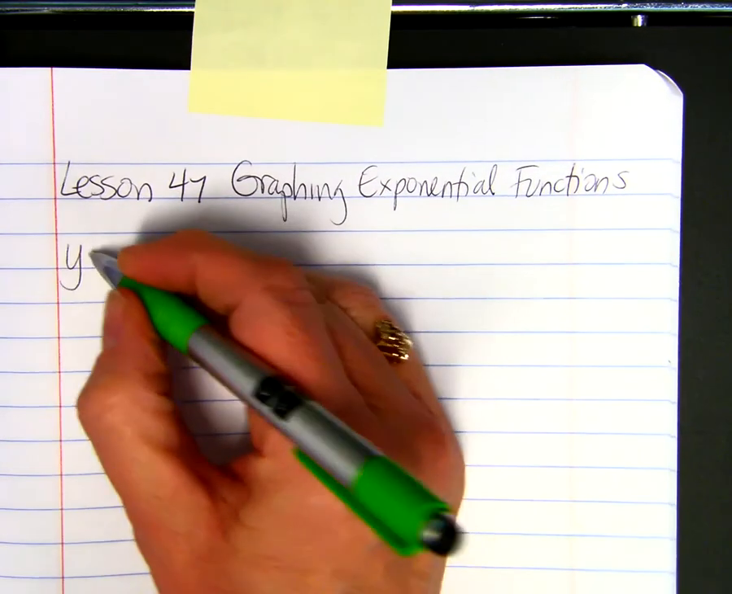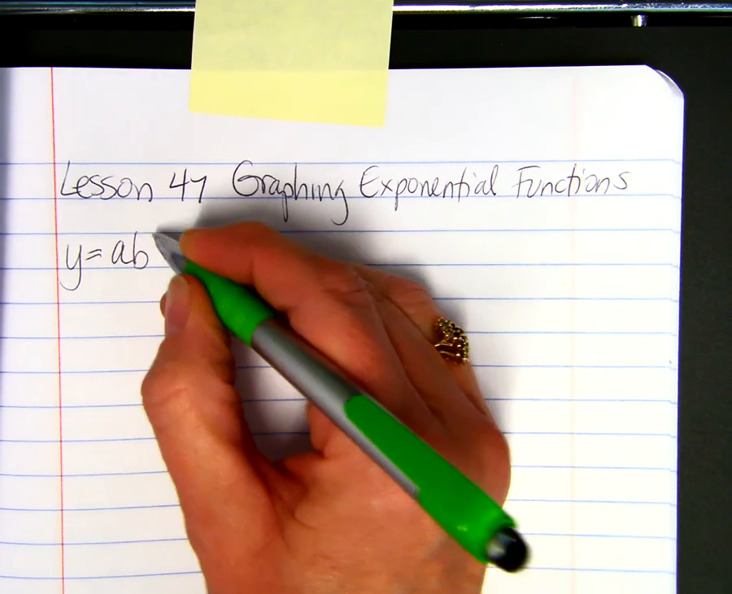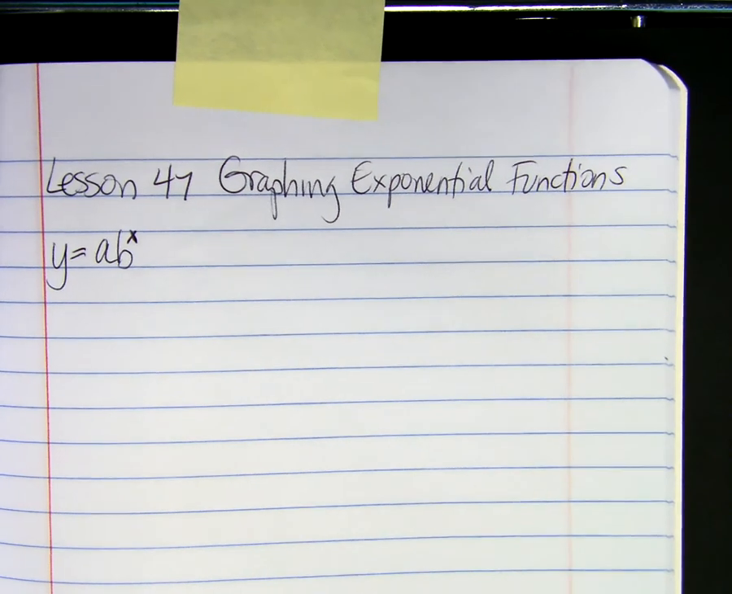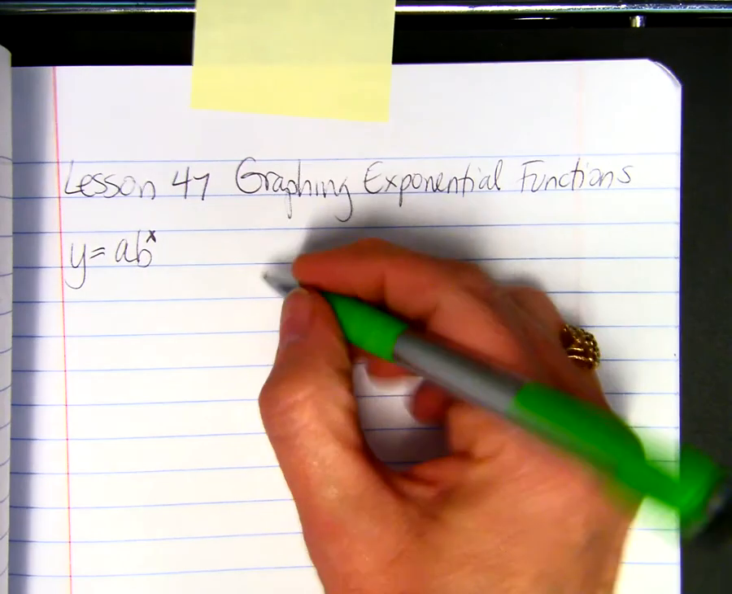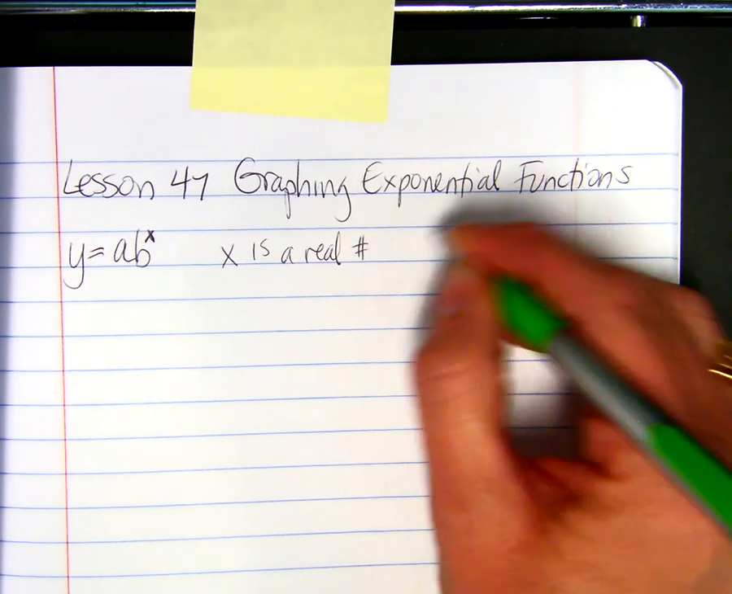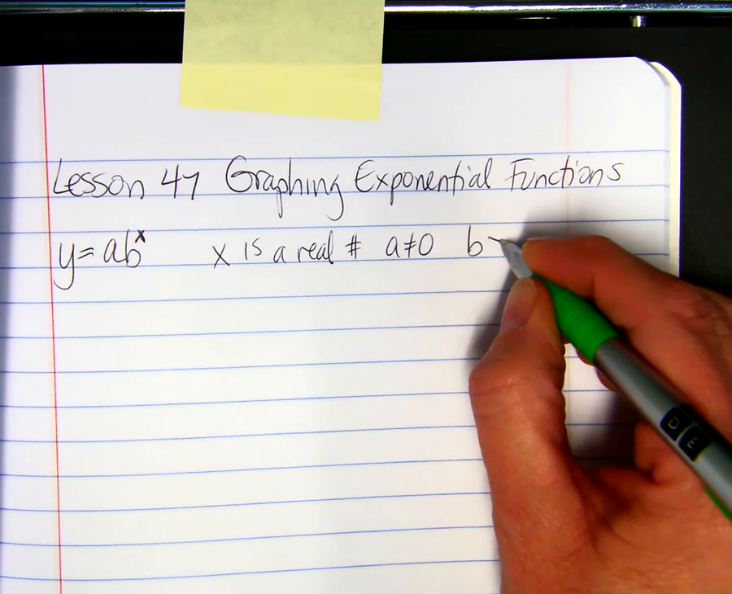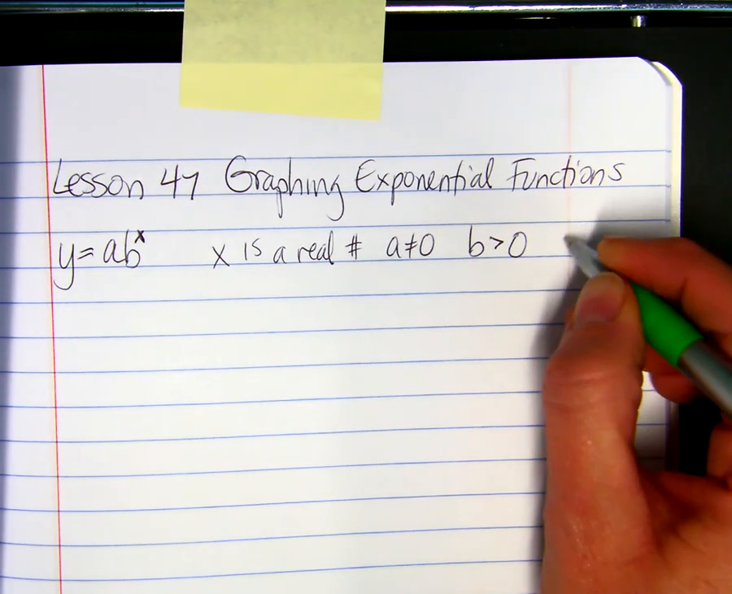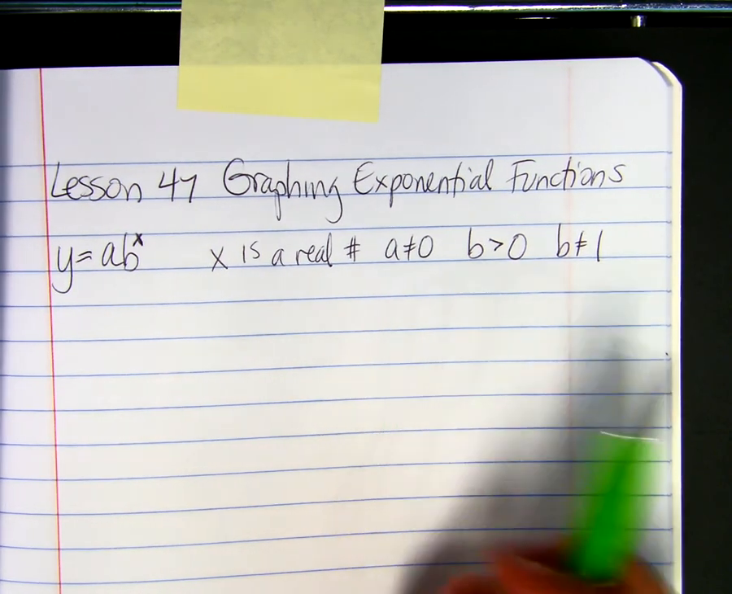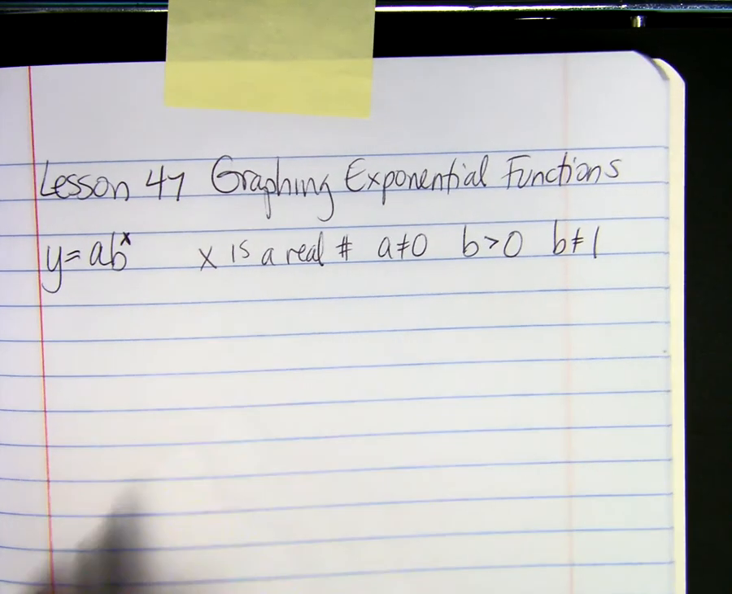Okay, an exponential function is where your variable x is in the exponent. So x is a real number. A cannot equal 0. B has to be greater than 0, and also not equal to 1. So b has to be greater than 0, not equal to 1. A can't be 0, and x is a real number.